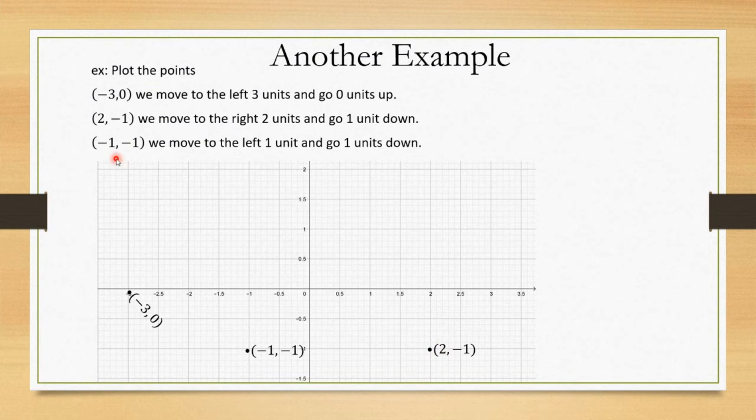What about this point, (-1, -1)? So -1, we go 1 unit to the left. This is half a unit here. We locate -1 on the x-axis, in other words. And now we go 1 unit down, and we're here. This is (-1, -1). Good. Okay. Okay, so are there any questions about this?